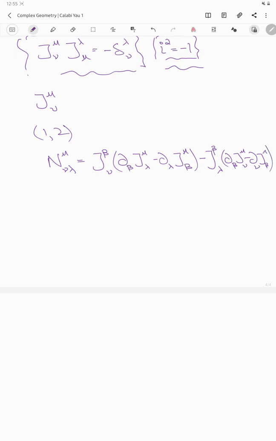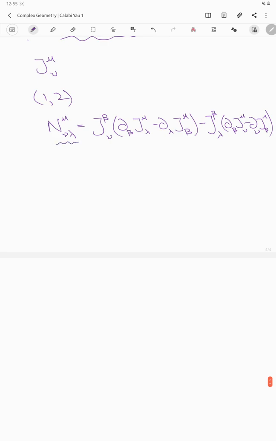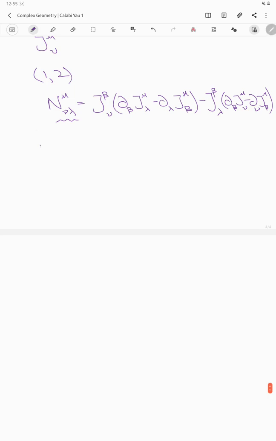Right? Now there is a special name for this 1,2 tensor, and I hope I pronounce it right, it's known as the Nijenhuis tensor, right? Now, if this Nijenhuis tensor, that is N mu nu lambda, is equal to 0, then it implies that your J mu nu, this 1,1 tensor, is a complex structure, and we can view the manifold in question as complex, right?